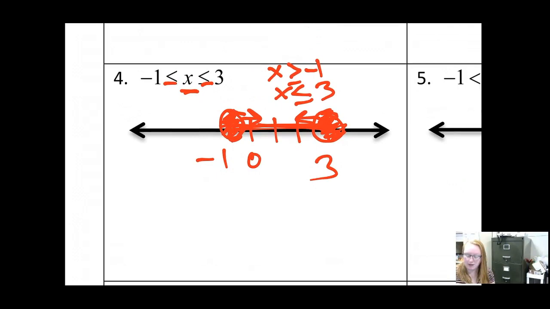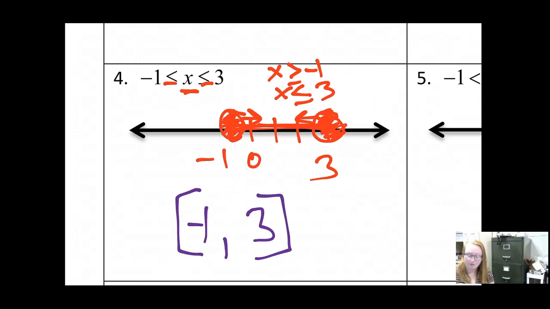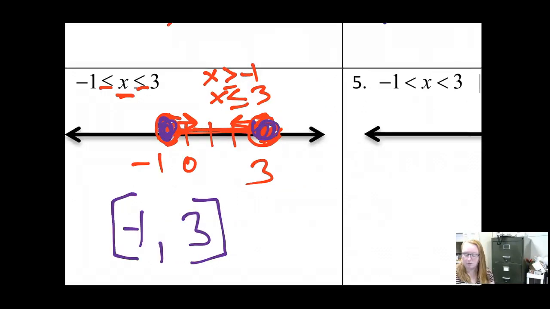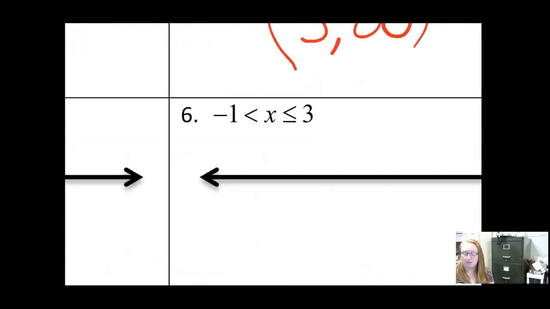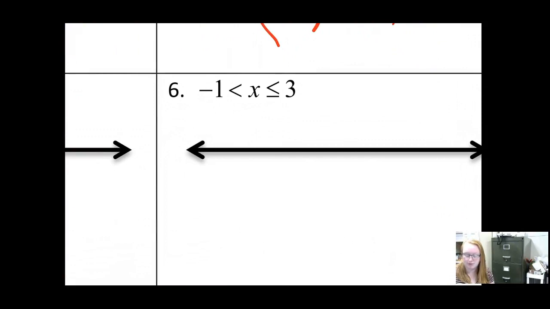Right here, I have from -1 to +3. So I hit -1 first, I hit the 3 second, and I put brackets around each of these because both of them are colored in. Okay. Over here where they're not colored in, they will both get parentheses. And right here where one has an equal sign and one does not, the one with the equal sign gets a bracket, whereas the other one gets a parenthesis. That's your really fast recap.